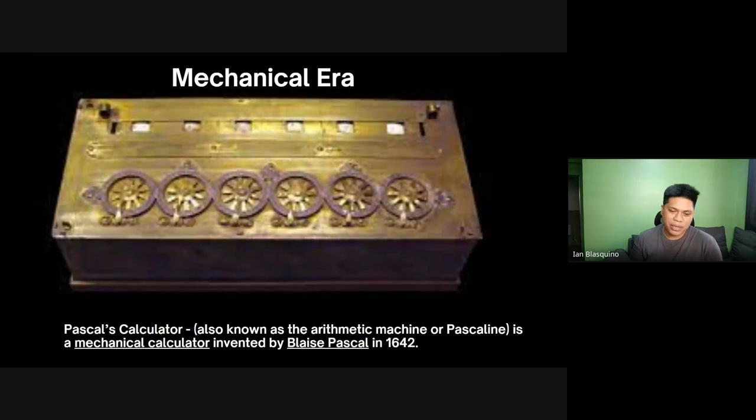Kasi ito na yung period na kung saan nagdevelop yung tinatawag natin na Pascal's calculator. Pascal's calculator, also known as the arithmetic machine or Pascaline, is a mechanical calculator invented by Blaise Pascal in 1642. So in the year 1642, this French mathematician with the name of Blaise Pascal designed this Pascaline or the Pascal's calculator that could perform addition and subtraction.